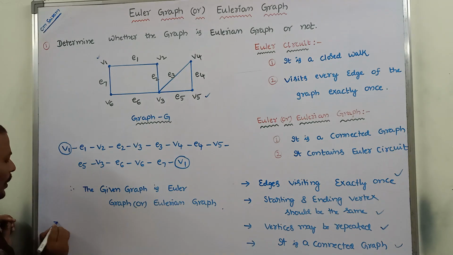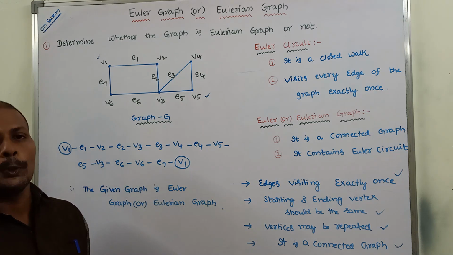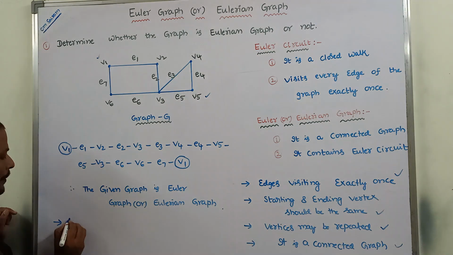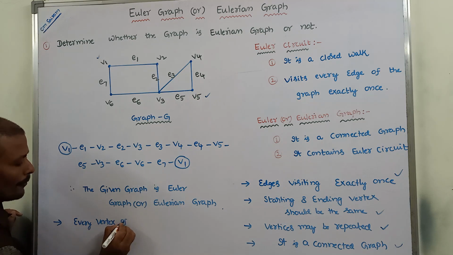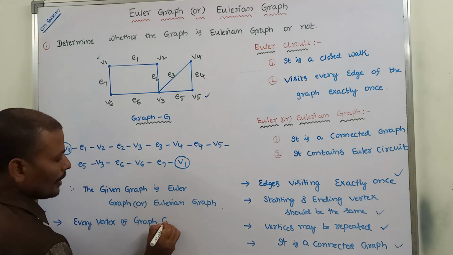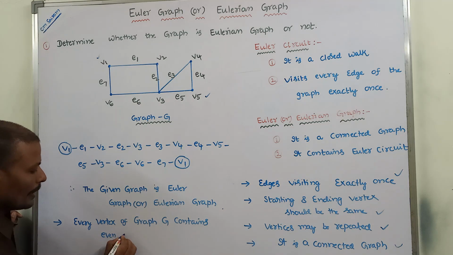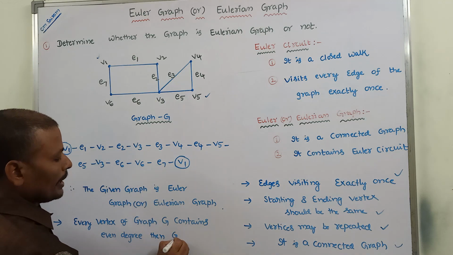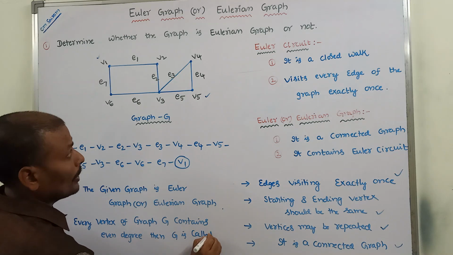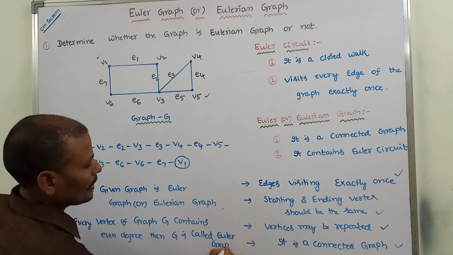Next, we also have another condition for checking whether the given graph is Euler graph or not. Every vertex of graph G contains even degree. Then G is called Euler graph or Eulerian graph.